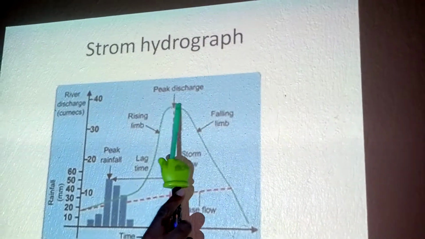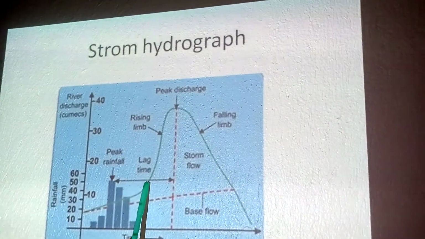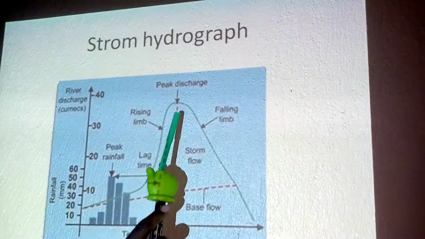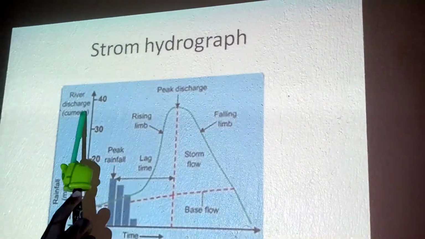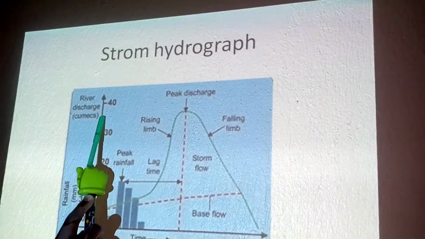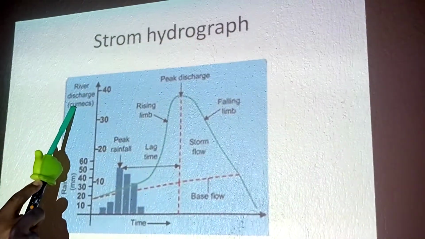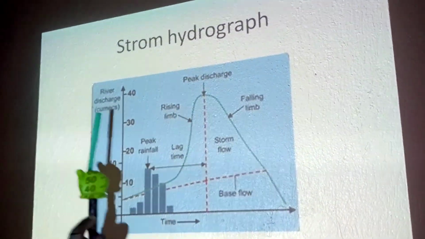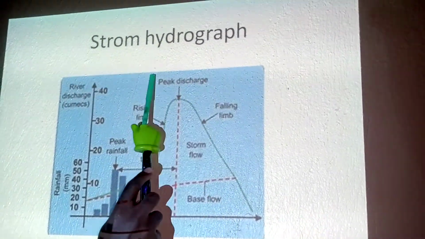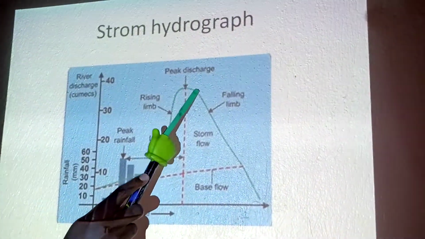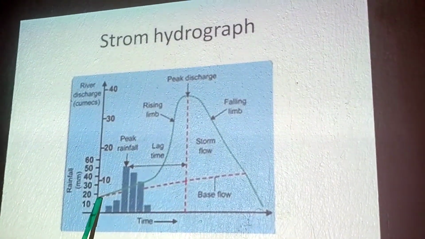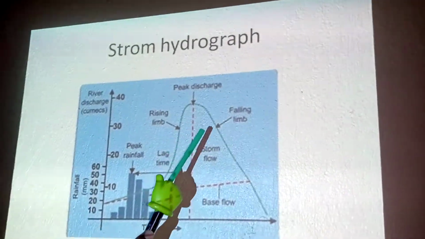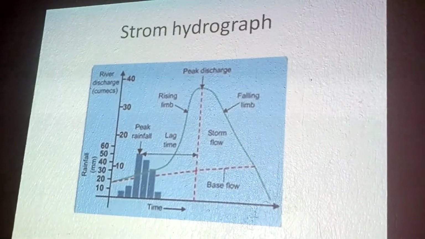And here is the maximum discharge experienced. If you plot it here, we will see that it is almost 35 cubic meters per second. So this is our peak discharge. Another side here, from the peak discharge back to the normal flow of the river, is the falling limb.